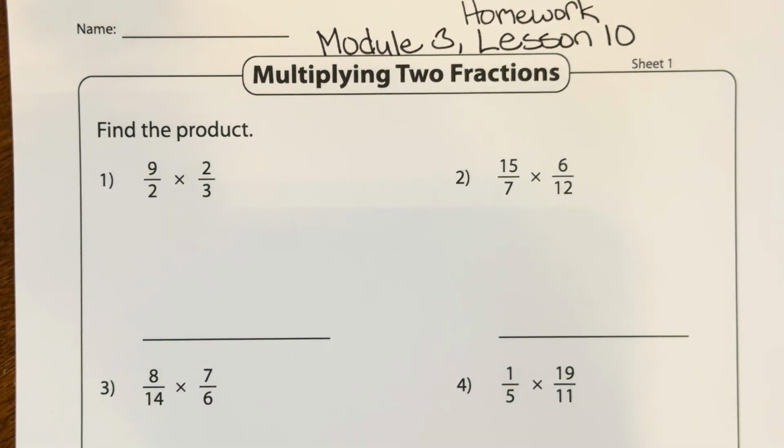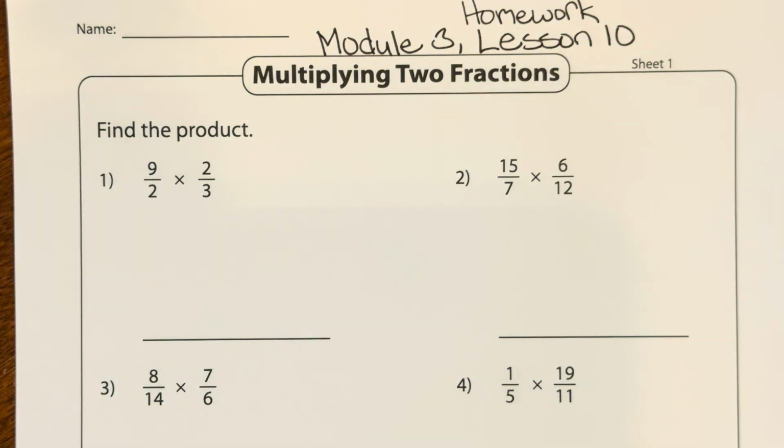Tonight we are on Module 3, Lesson 10, and we are just continuing multiplying fractions and cross-canceling or simplifying when possible. So remember, we can only multiply a fraction times a fraction. So we're going to get going. I'm going to do a few for you.